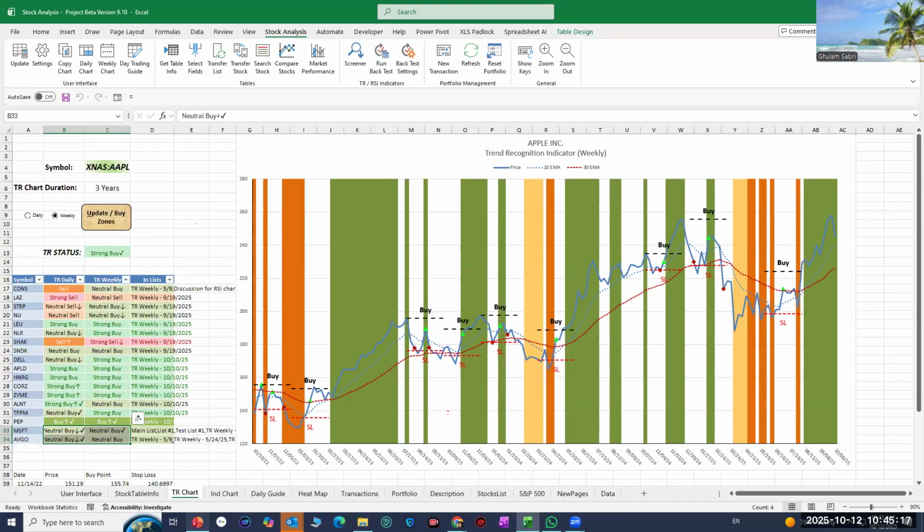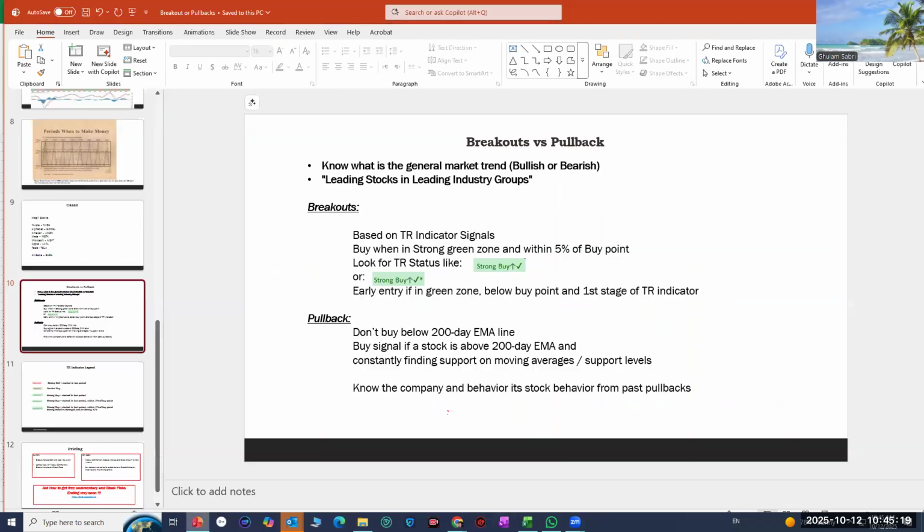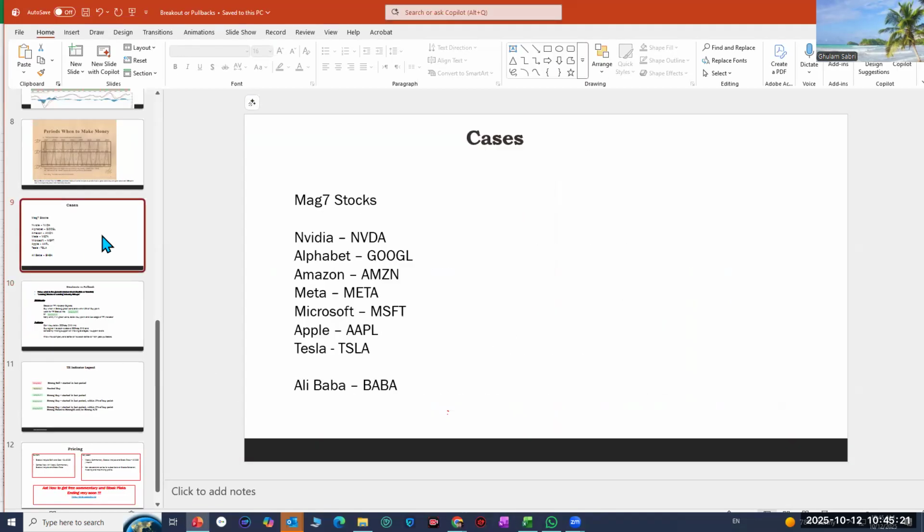So let's evaluate some more stocks. I prepared a list of, why not Max 7 stocks? Why not Alibaba?